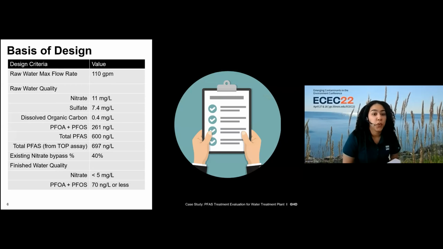All right, so overall, our basis of design was an accumulation of the data presented to us by the client, the state regulators, and our own samples, with the overall goal of having nitrate below the 5 milligrams per liter and PFOA and PFOS being at 70 parts per trillion or less.